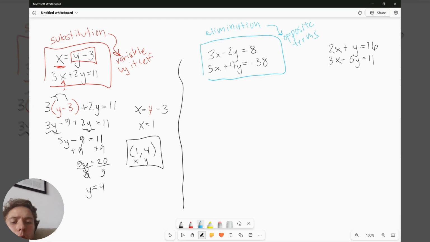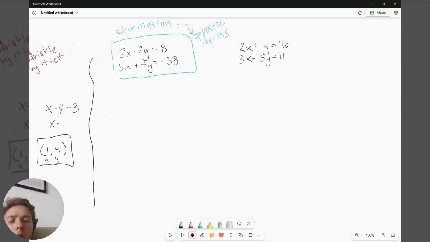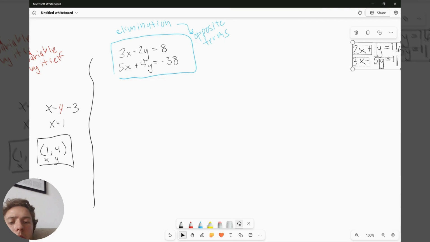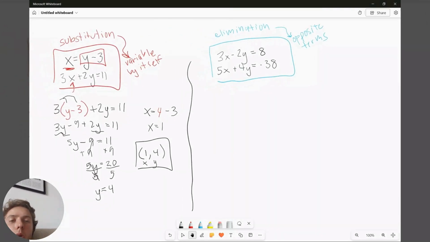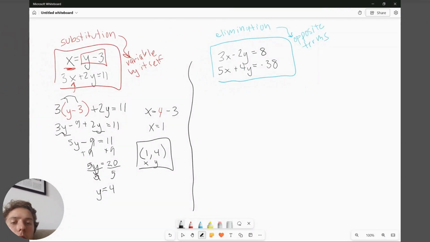When I look at this problem, I don't have opposite terms yet, and that's okay, because we're always allowed to create opposites. If you don't remember how creating opposites work, what we're allowed to do is we're allowed to multiply our equations. So if I take one of these equations, I'm just going to rewrite them here. One thing I'm looking for is, okay, what value can I multiply into another?